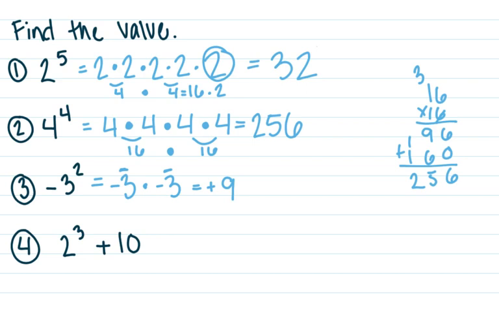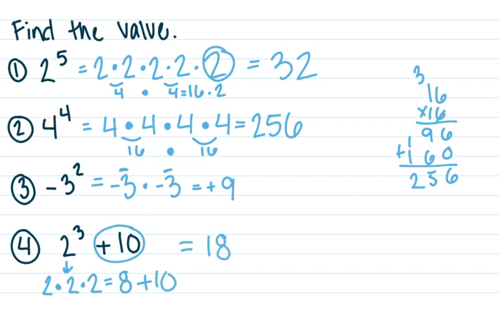And then our last one there, putting 2 things together, not only do I have this exponent, but I do have a plus 10 there. We're going to take care of our exponent first. So this is 2 times 2 times 2. So that's 3 2s all being multiplied together. 2 times 2 is 4, times 2 again is 8. And then don't forget, you have to add this 10 here. And so my final answer is going to be 18.